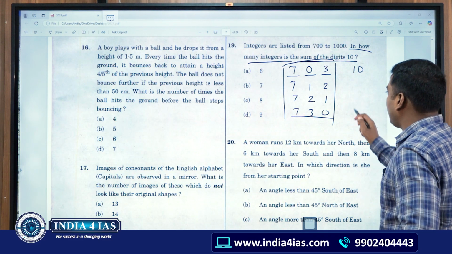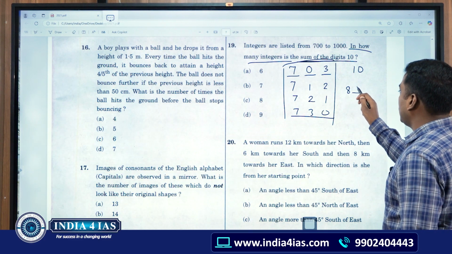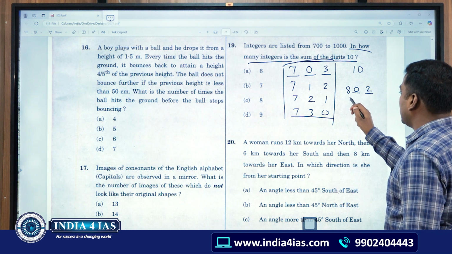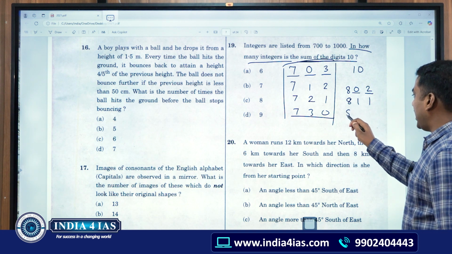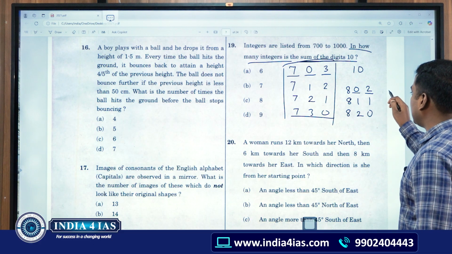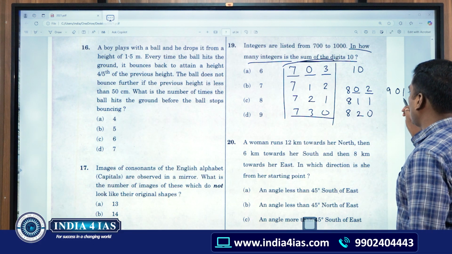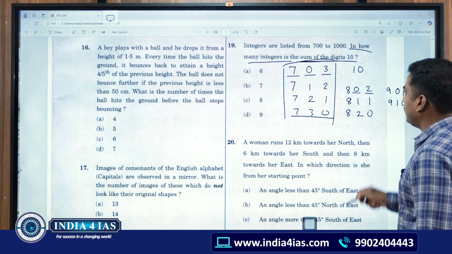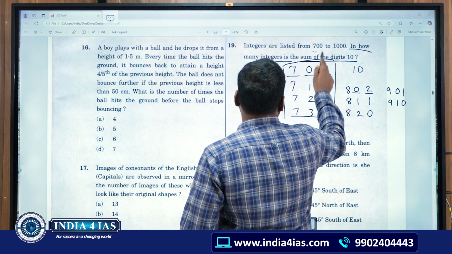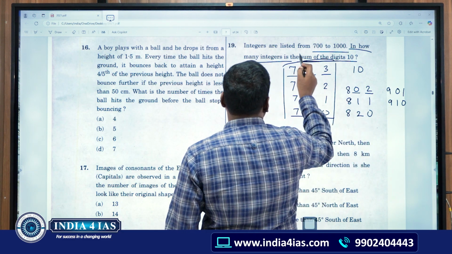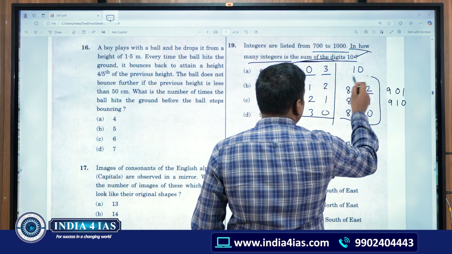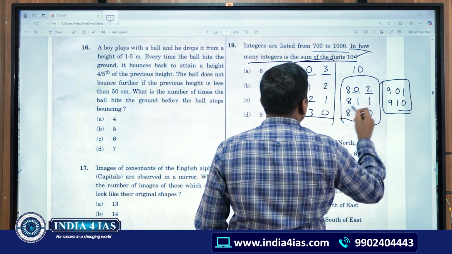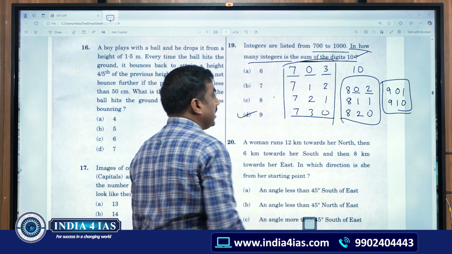Now if I start with 8: 8, 0, 2, then 8, 1, 1, and 8, 2, 0. If I start with 9, then it is 901 or 910. Okay, integers listed from 700 to 1000, in how many integers is the sum of the digits 10? So here there are 4, here there are 3 and here there are 2. So 4, 3, 2, totally 9.